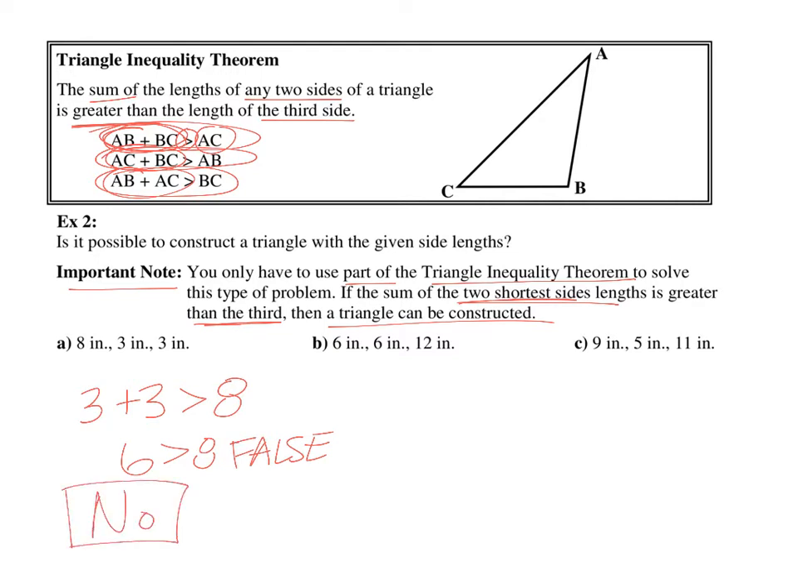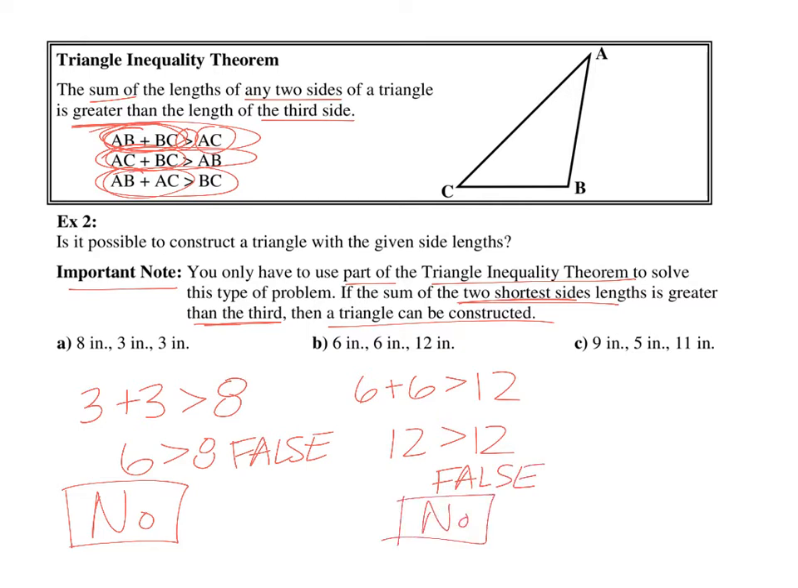For part B, we have 6 plus 6 is greater than 12. 12 is greater than 12. Is that true? No, that's also false. They're equal, but 12 is not greater than 12. So the answer here is no. How about for the next one? We have 9 plus 5 is greater than 11. Is that true? 14 is greater than 11. That is true. So a triangle can be constructed using those lengths.